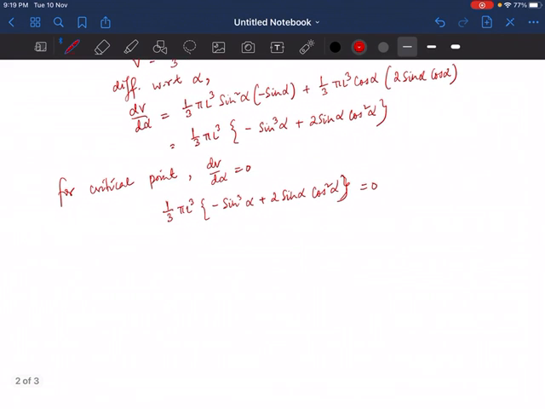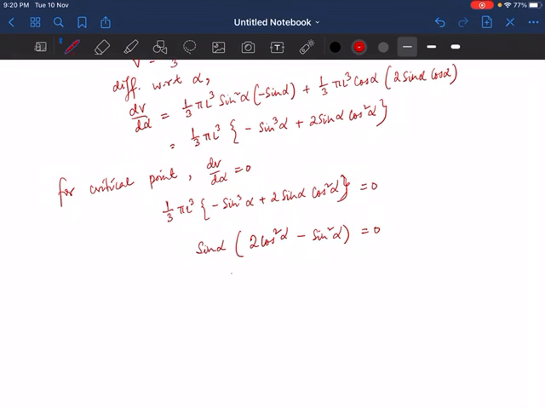Now 1 by 3 pi L cube goes away. Now if I take sine alpha common from here, I'm writing 2 cos square alpha minus sine square alpha is equal to 0.